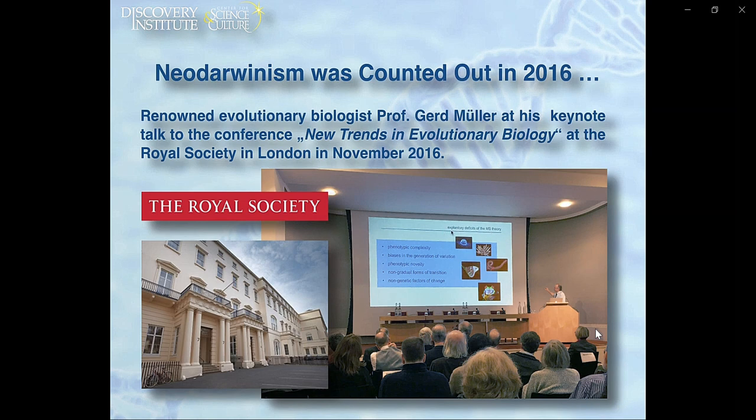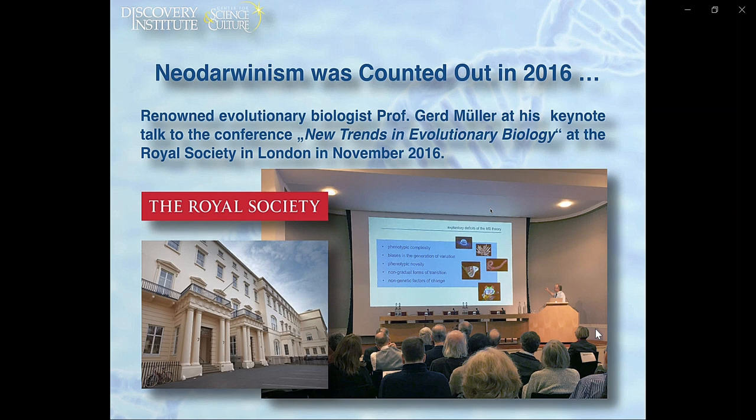He showed a slide called Explanatory Deficits of the MS Theory, which means Explanatory Deficits of the Modern Synthesis Theory, also known as neo-Darwinism. So, what neo-Darwinism cannot explain. And then he lists phenotypic complexity, so complex organs, phenotypic novelty, the origin of new biological forms, new body plans, and non-gradual forms of transition. What we have seen is discontinuities in the fossil record. Hell no, this is everything that is interesting in evolution. If neo-Darwinism cannot explain this, then it cannot explain anything. And that is acknowledged by the leading theoretical evolutionary biologists.